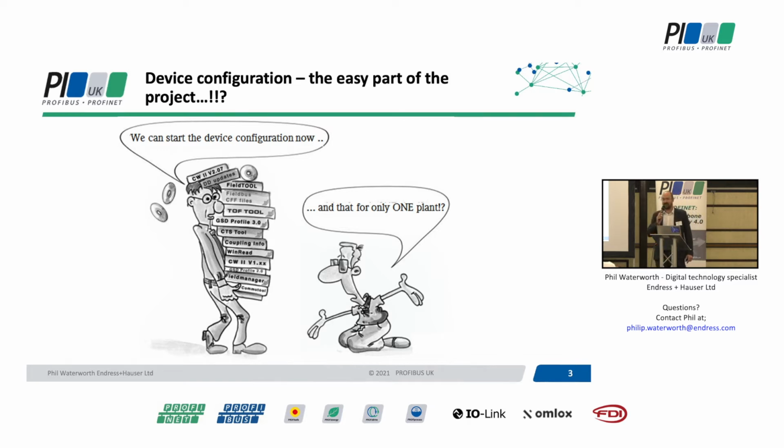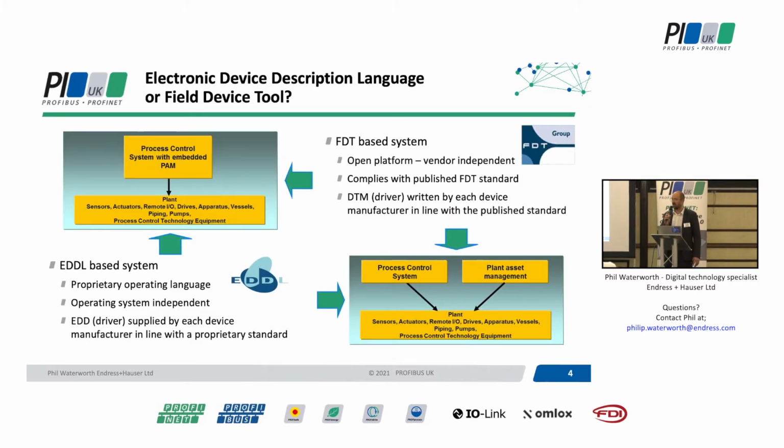So, thankfully, that is no longer the case. There's a couple of technologies available which are designed to be one-stop shops for configuring everything. We've got a technology called EDDL, Electronic Device Description Language, and we've got a technology called FDT, Field Device Tool. If you get down to the nitty-gritty, there's differences between these two, but fundamentally they're offering the same thing. They're providing you with a platform where you can configure all of your equipment you have on your plant in one place, vendor independent, device type independent.